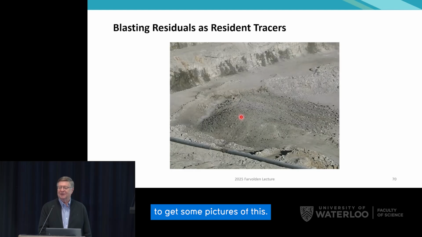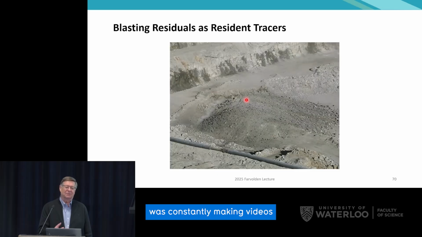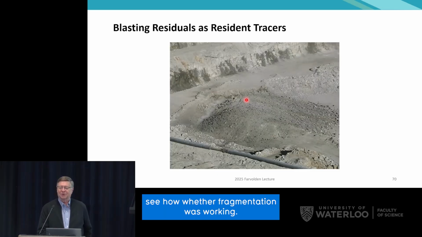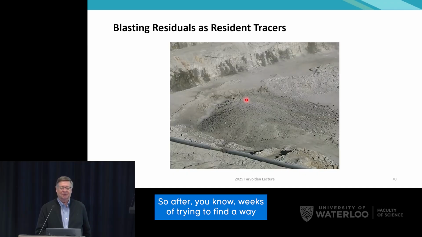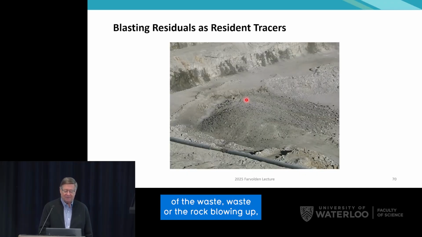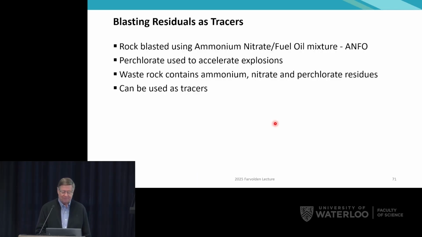So we were trying to find a way to get some pictures of this, and it turns out the company that was producing the explosives was constantly making videos of the explosions so they could see how well their fragmentation was working. So after weeks of trying to finagle a way to get a picture of the waste rock or the rock blowing up, they just gave us a bunch of videos. So it was pretty nice.